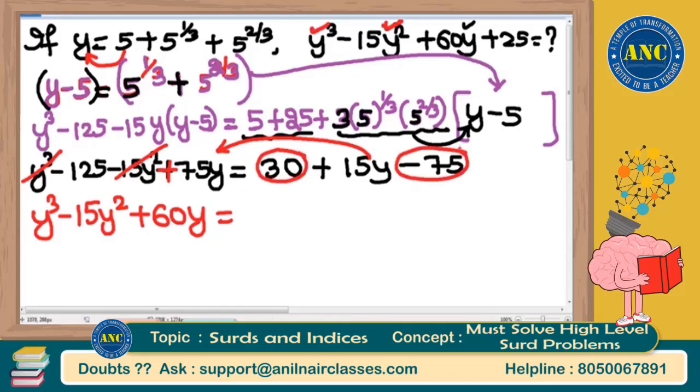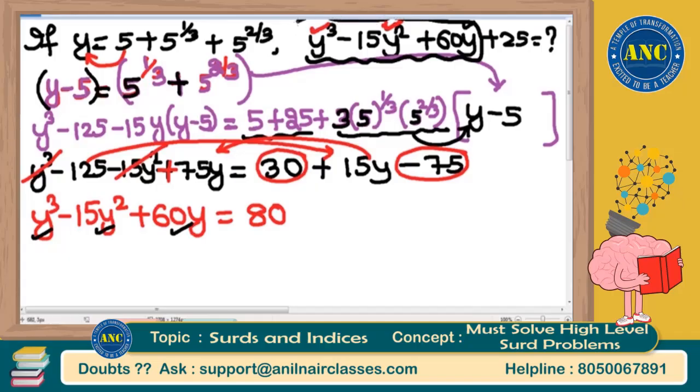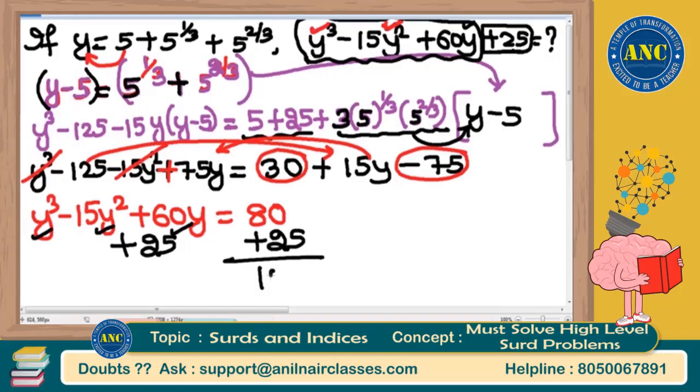30 minus 75 is minus 45. Minus 45, if 125 comes to the right hand side, it becomes 80, right? 125 minus 45 is 80. Getting the idea? So it is 80. Now think logically, sir. Can I say that y cube minus 15y square plus 60y, all these three terms are required for me in the question. The term which is not there in my last equation is plus 25. Add it on the left hand side, add also on the right hand side. Answer is 105.